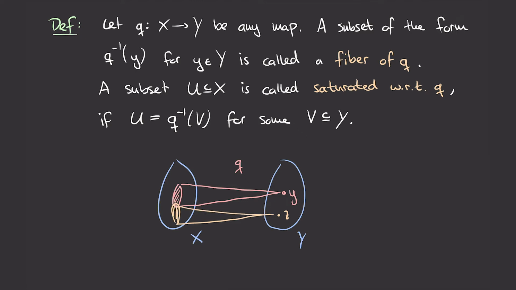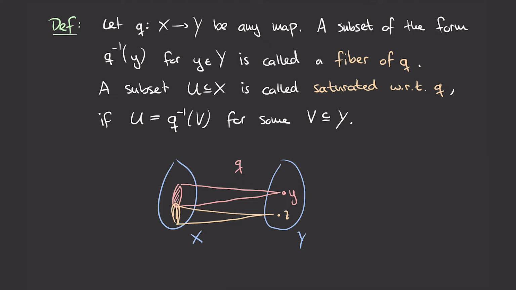And now we could take some arbitrary subset of X and ask whether it's the pre-image of some subset in Y. For example, if we would take the subset of X that contains the orange and the red sets, then this would indeed be the case because this set would be the pre-image of the set in Y that contains y and z. And now we would call this green set saturated with respect to the map Q.